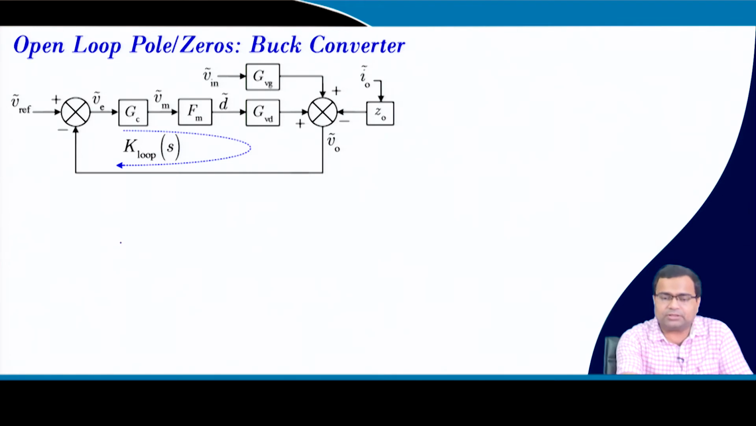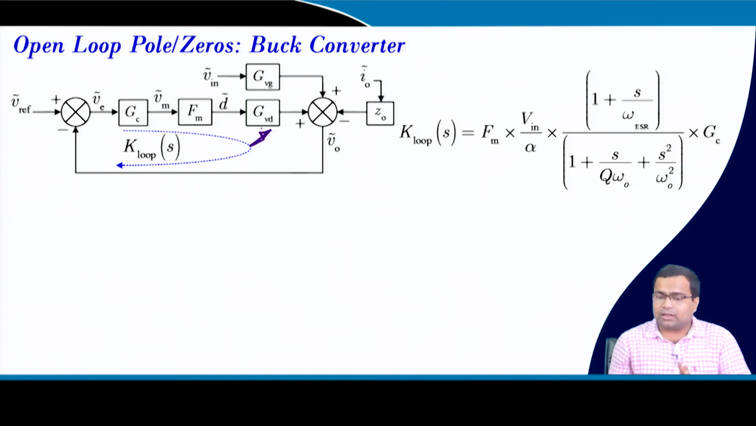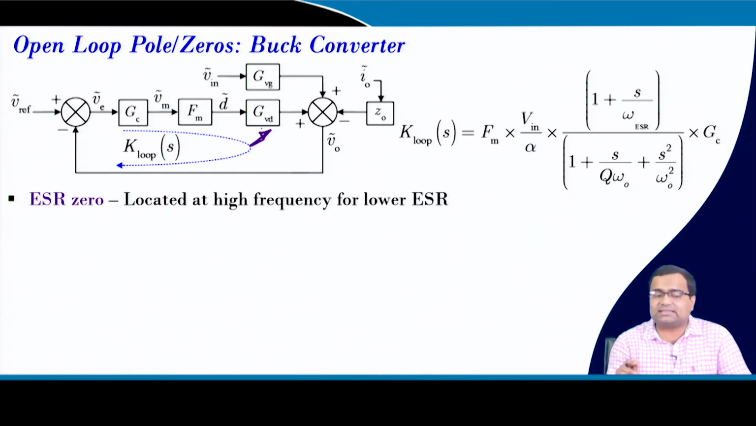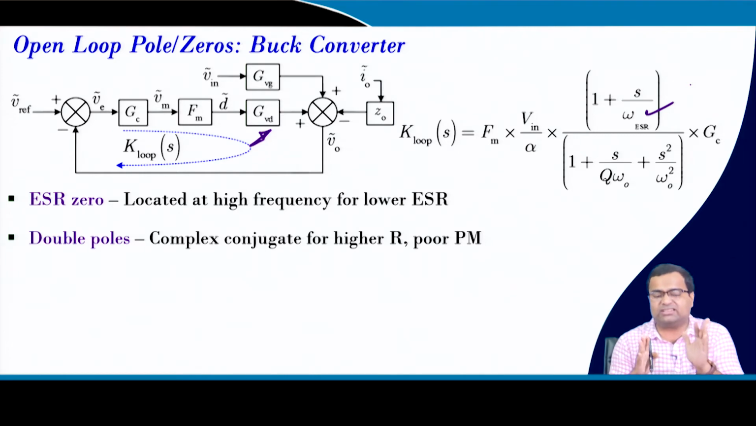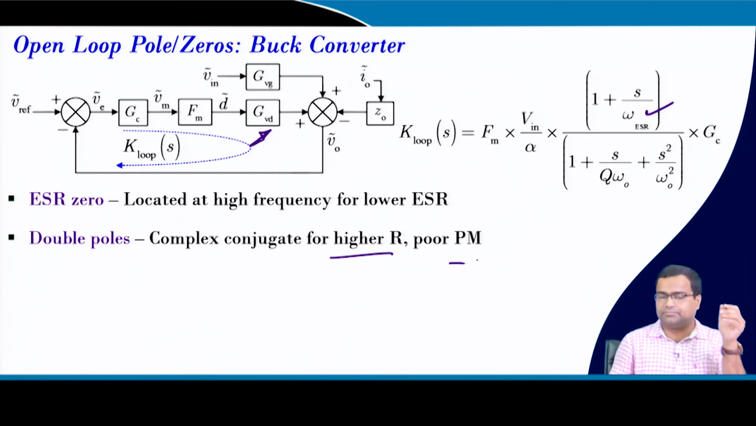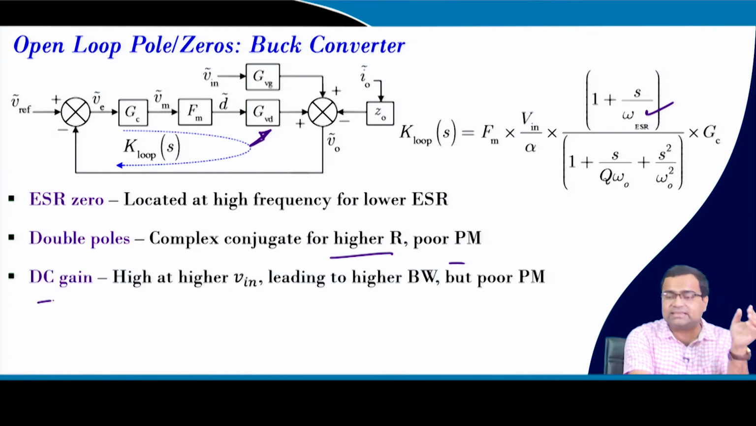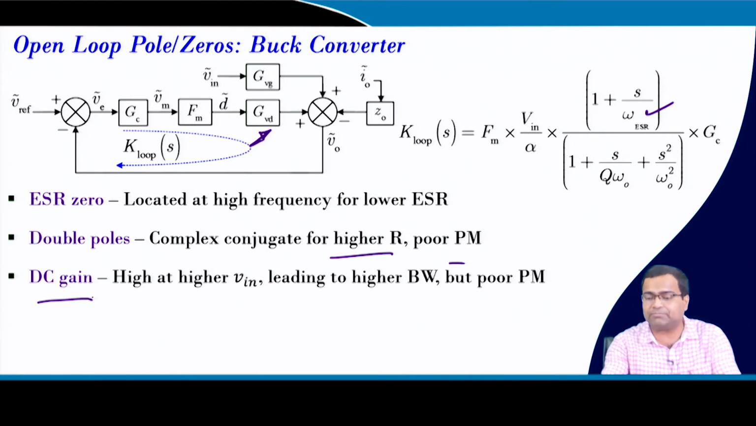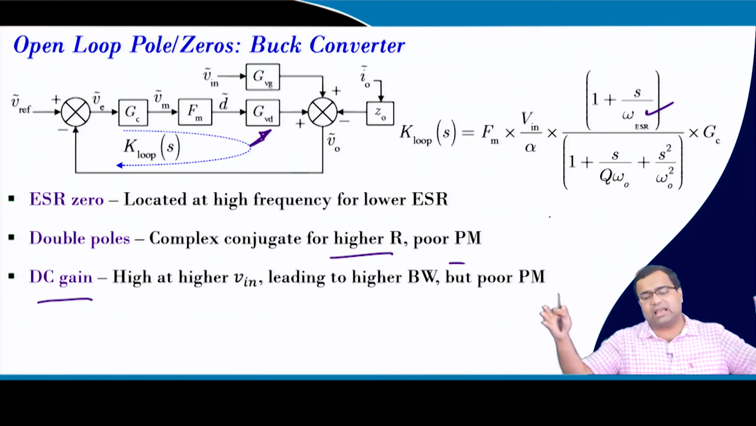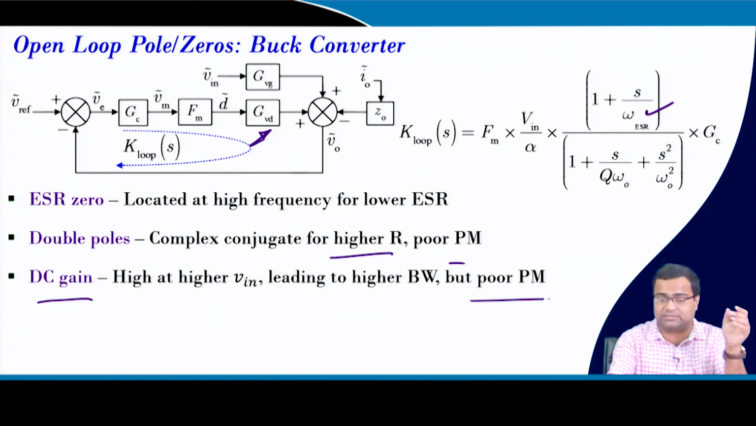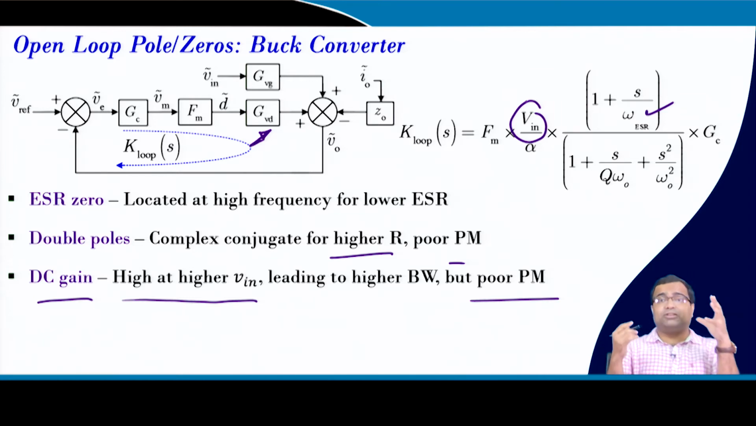It consists of the open loop transfer function, the control to output transfer function. We have an ESR zero here, and if we take a low ESR, it will be at high frequency. We have a double pole, generally complex conjugate. If the load resistance is high, it will lead to poor phase margin. If we want a high DC gain, that means we shift up the gain plot, then the bandwidth can be increased, but it will lead to poor phase margin. And since the DC gain depends on the input voltage, that is a drawback of voltage mode control.